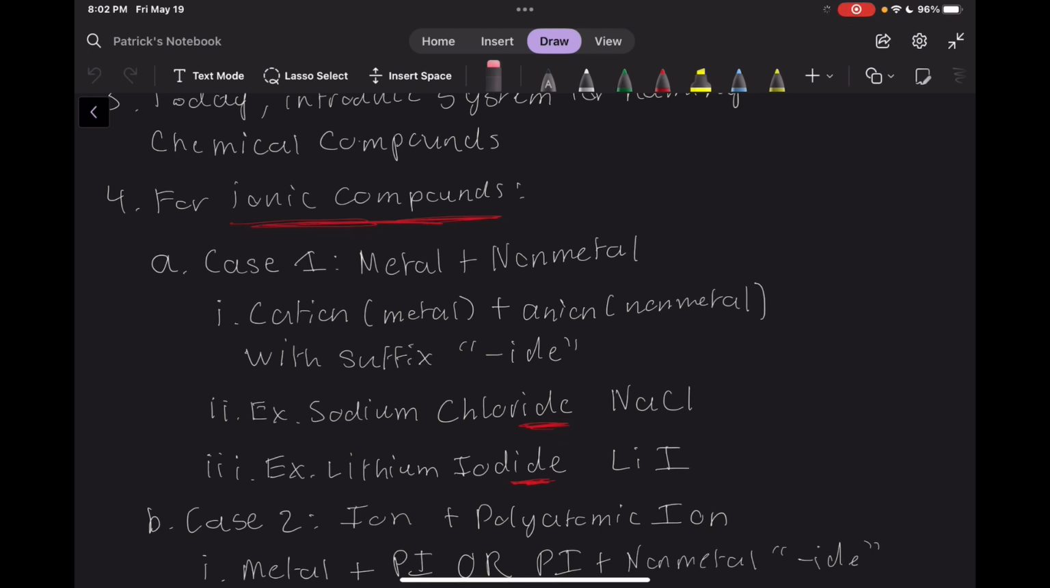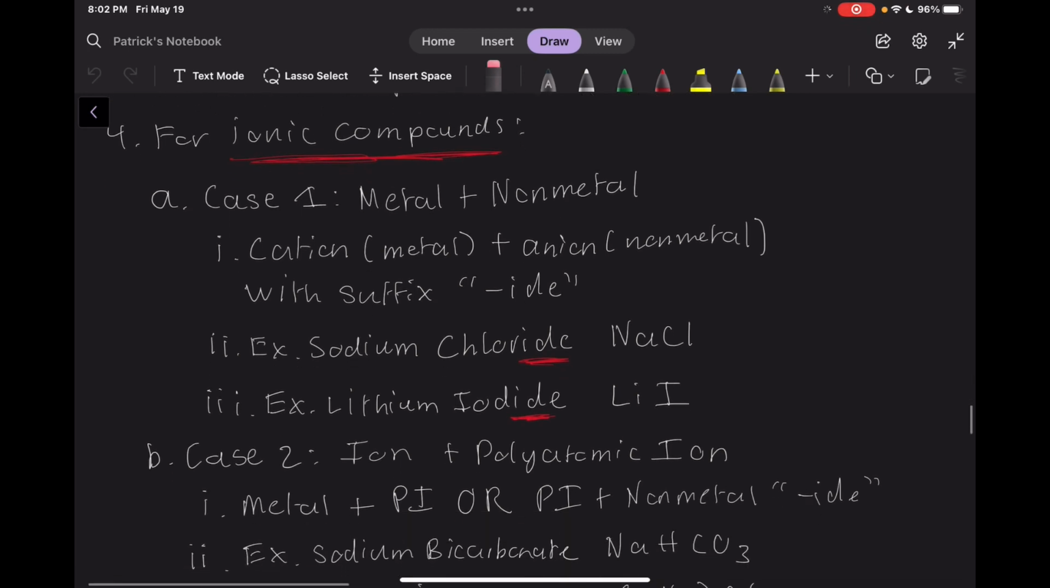Our first and simplest case involves compounds comprised of a metal and a nonmetal. Naming such compounds is pretty simple. All we have to do is write the name of the cation, which is usually the metal, followed by the anion, which is usually a nonmetal. The only change we need to make is adding the suffix "ide" to the end of the nonmetal's name. Here are two examples: sodium chloride and lithium iodide. Chlorine becomes chloride, iodine becomes iodide. That's it.